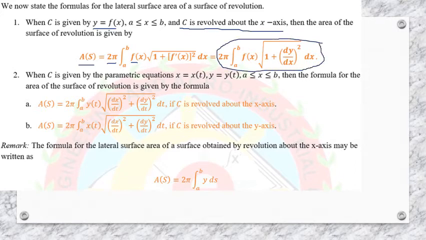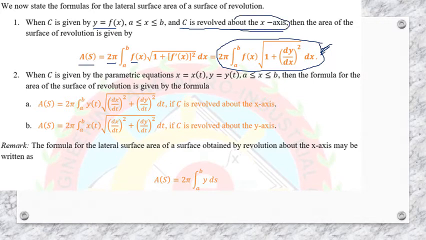So, pwedeng ito na yung gamitin natin na formula. Ihahanapin natin yung area ng surface of revolution if ang given na yung function natin na f of x, and then it is revolved about the x-axis. So, ito yung formula na gagamitin if it is revolved about the x-axis.